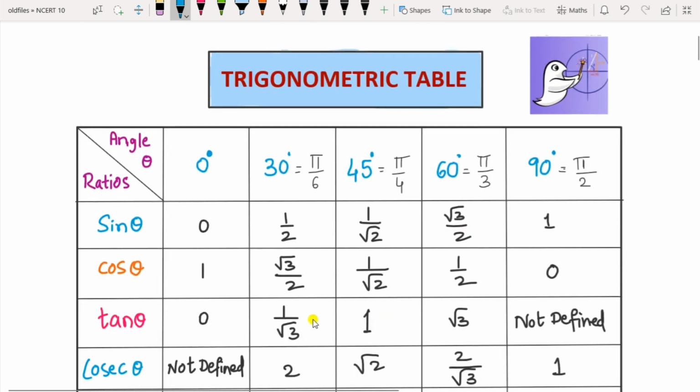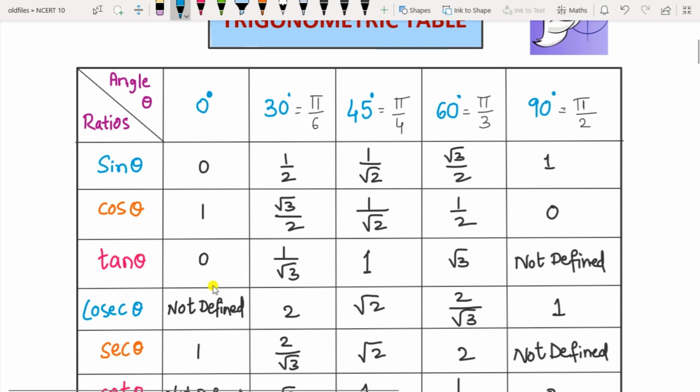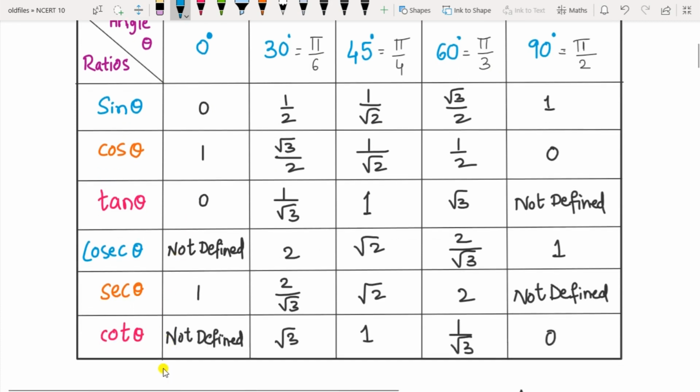So this is the trigonometric table. Here I have written the functions and these are the angles theta, that is 0, 30, 45, 60 and 90. So these are the values of sine, cos, tan, cosec, sec and cot. As you know, cosec is inverse of sine, sec is inverse of cos and cot is inverse of tan. So if you know the value of sine, you can write the values of the other 5 functions easily.